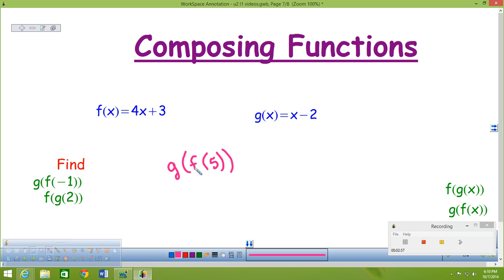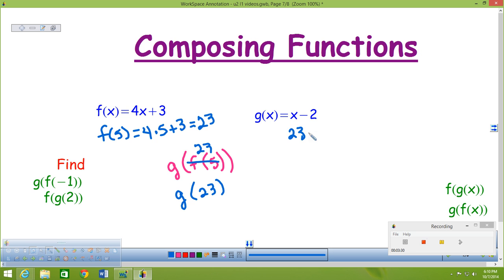I am going to put 5 in for x in the f function. So I'm finding f of 5. So 4 times 5 plus 3, that would be 23. So f of 5 is 23. So now then, I have to find g of 23. If I put 23 in up here, 23 minus 2 is 21. So this is equal to 21. Okay, let's do it without numbers.